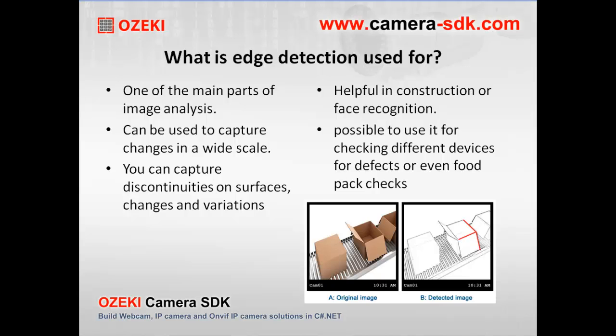First, let me tell you exactly what edge detection is and what it is used for. Edge detection is one of the main parts of image analysis and computer vision technology. Edge detection can be used to capture changes in grayscale. With the help of edge detection, you can capture discontinuities on surfaces, changes and variations, which can be extremely helpful in the branch of construction or even in face recognition.